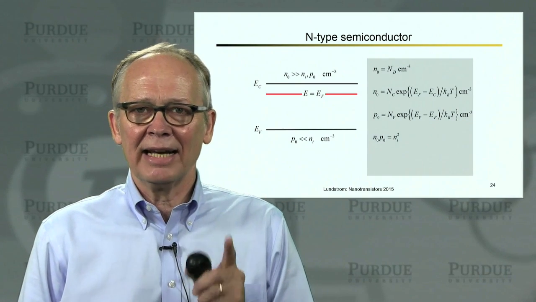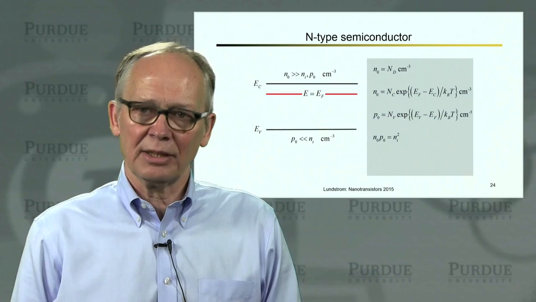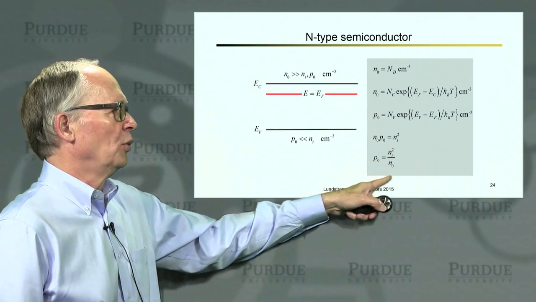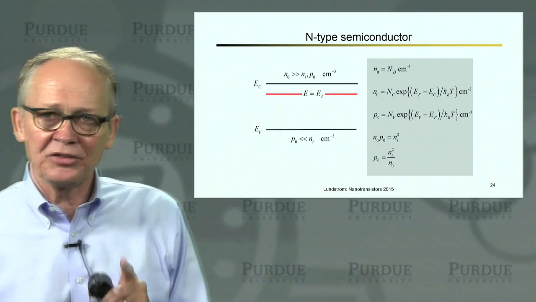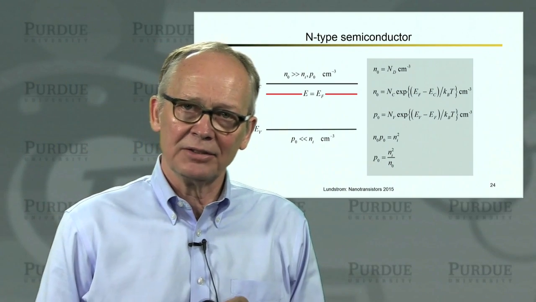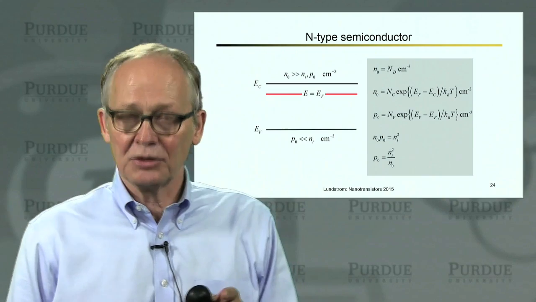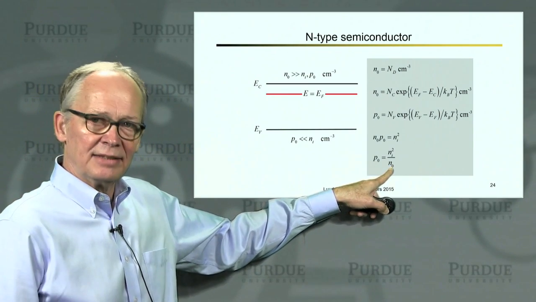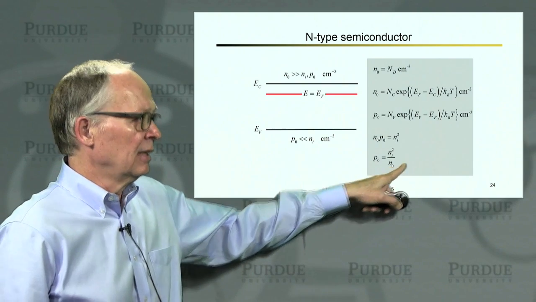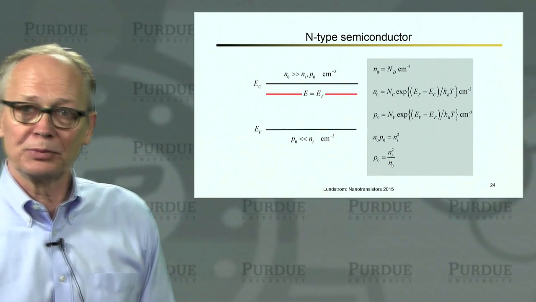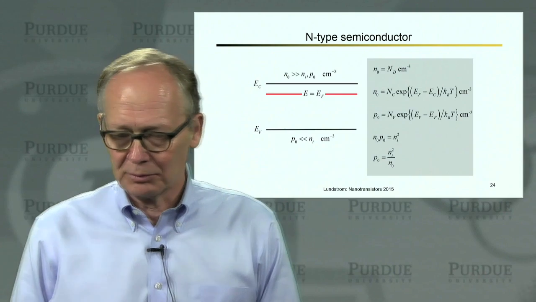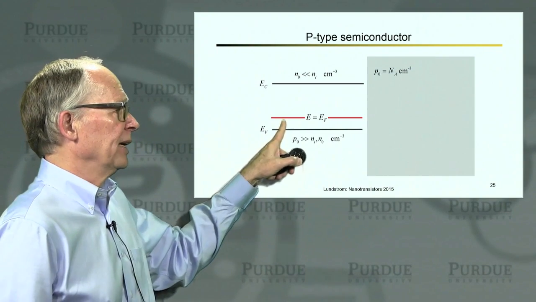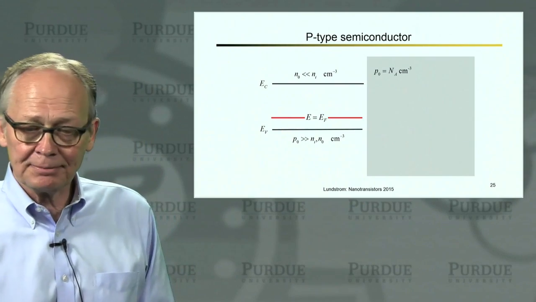I can remember that n times p is equal to ni squared in equilibrium. So p is just ni squared over the electron density. ni is 10 to the 10th in silicon. 10 to the 10th squared is 10 to the 20th. In this example, I said the doping density was 10 to the 18th, so I have 10 to the 18th electrons. So I would have 100 holes per cubic centimeter. Very small number.